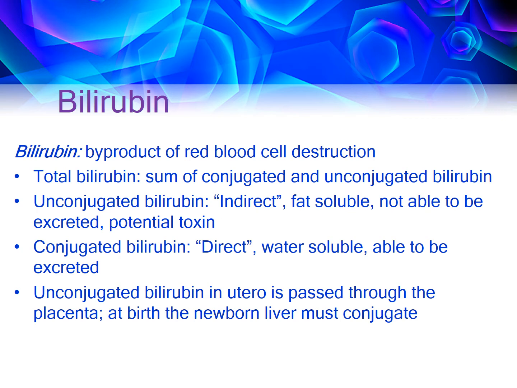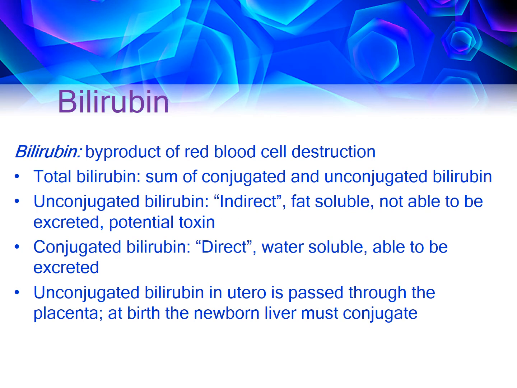So let's talk a little bit about bilirubin. Bilirubin is a byproduct of red blood cell destruction. As those red blood cells break down, bilirubin is formed. The total bilirubin is the sum of what's called conjugated and unconjugated bilirubin. Unconjugated bilirubin is indirect. It's considered fat soluble and it's not able to be excreted, so it can potentially be a toxin to our baby.